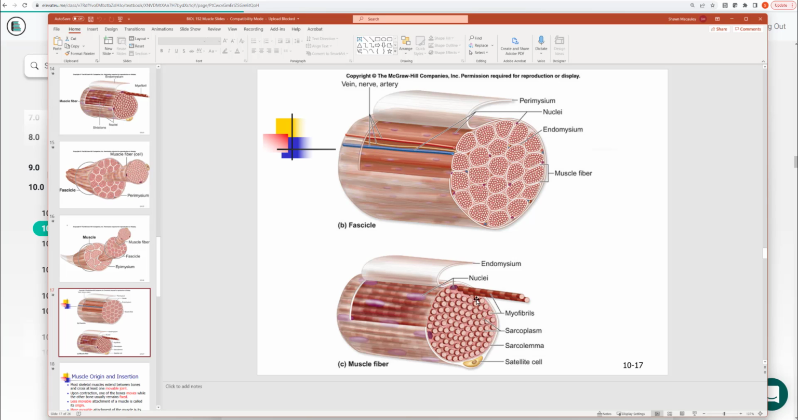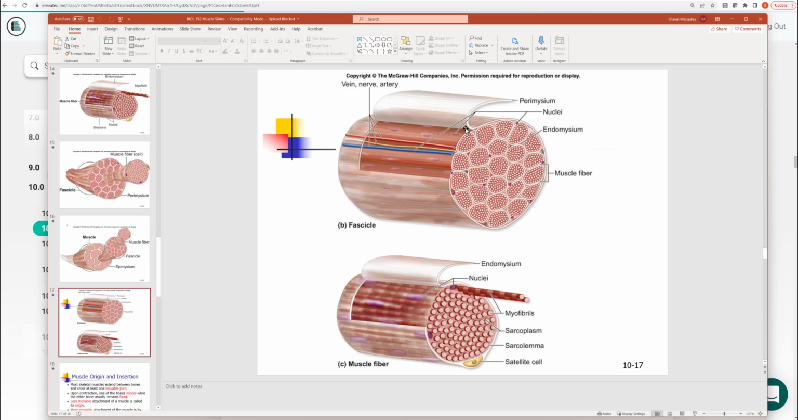Lastly, and I like this drawing because it shows us the artery, vein, and nerve traveling through here. So again, we're getting a sense of why we need these connective tissue layers. They're providing a space for these vital connections, right? Arteries, veins, and nerves to travel down deep into the muscle tissue.